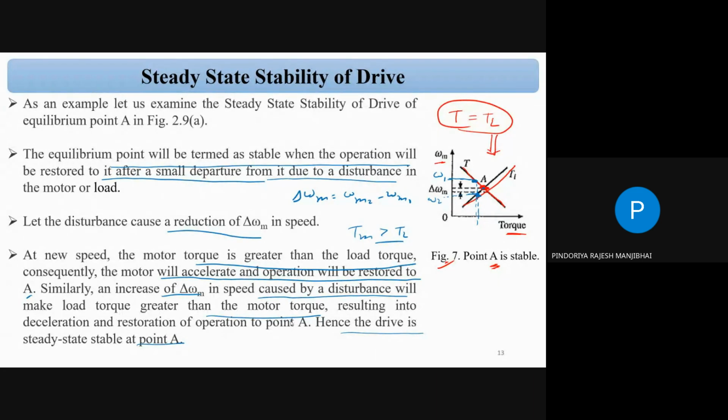If you understood this stable operation, then you can easily find out the remaining graphs, that is B, C, and D. Any confusion in the stable operation at point A? Yes, student? Any confusion? Okay. Because you just have to remember T equal to TL, then it is stable. Suppose T is not equal to TL, then you can say the given point is unstable.